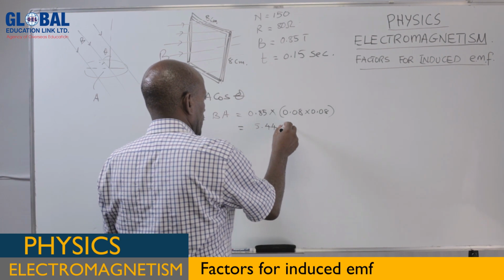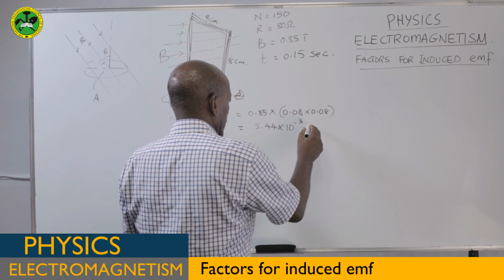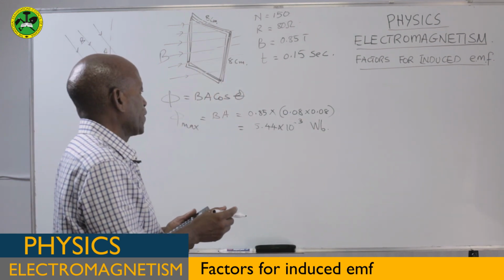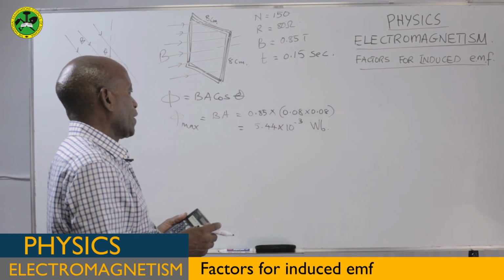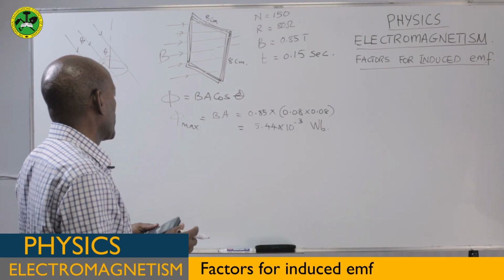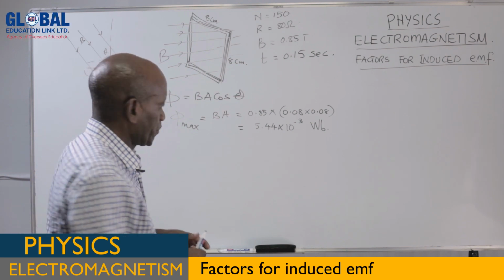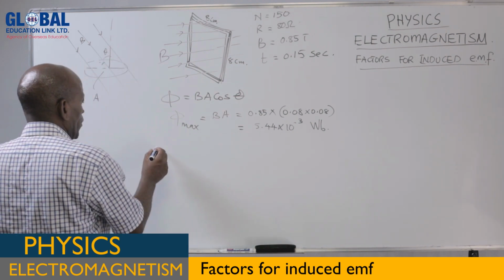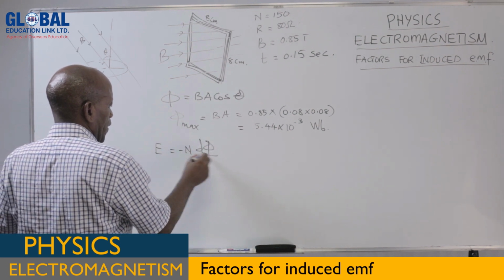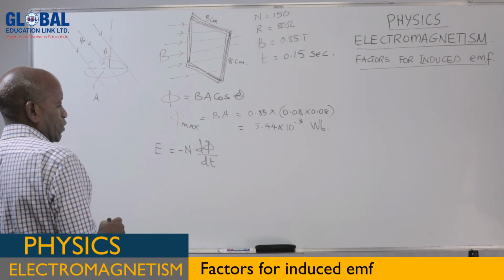5.44 times 10 to the power negative 3. This is the magnetic flux, which we are measuring in Webers. So having obtained this magnetic flux, we go back to Faraday's law. From Faraday's law, we know that the induced EMF is equal to N dφ/dt.